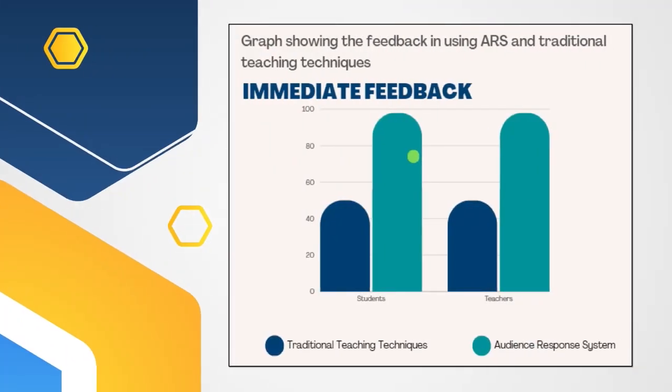A face to face survey was conducted on students' and teachers' preferences for immediate feedback when utilizing ARS versus the traditional teaching techniques. The graph shows that in traditional teaching techniques, both teachers and students believe that not all students can give their feedback during class discussion, while both agreed that in an ARS, 98% can give their immediate feedback and can contribute to the class discussions.